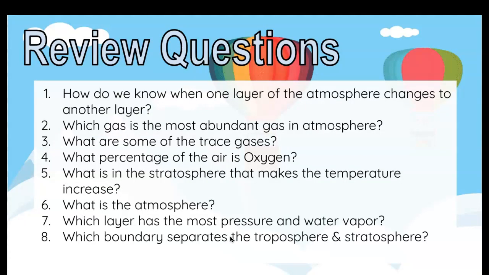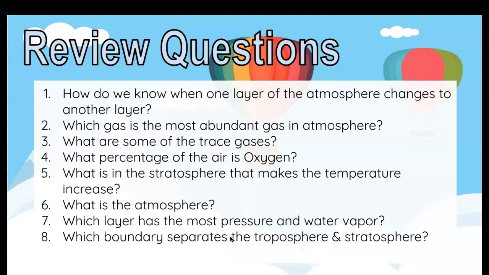Here's a couple of review questions, and we're going to go over each one, and I will tell you the correct answers. Number 1, how do we know when one layer of the atmosphere changes to another layer? So essentially, how are we classifying the layers of the atmosphere? When it goes from the troposphere to the stratosphere to the mesosphere, what is it that's changing that causes it to become a new layer? And the correct answer is temperature changes. So when the temperature changes in a layer, if the layer was getting hot, the moment it starts getting cold, it turns into a different layer.